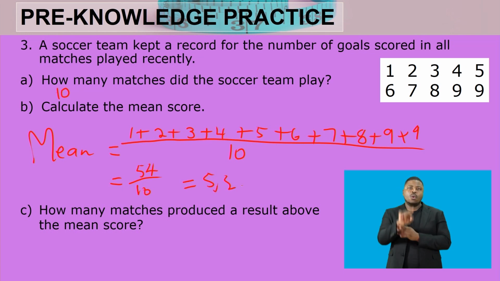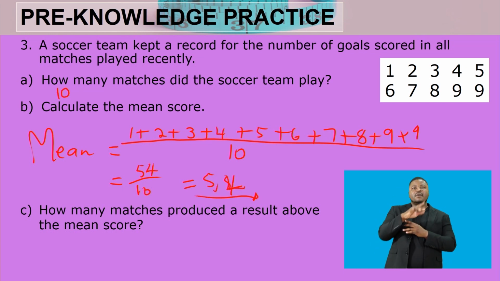So we've got the mean value is 5.4. So the average number of goals that have been scored in all the matches is 5.4.